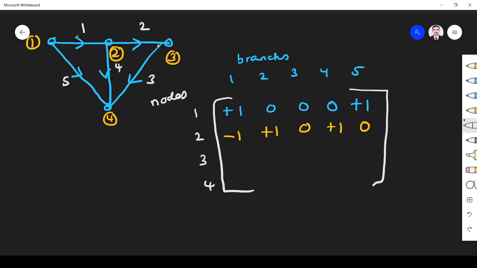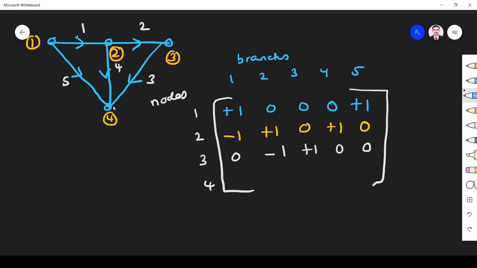Next, you go to node 3. Here branch 2 is coming in, so incoming is -1. Branch 3 is going out, so it will be +1. Branch 1 is not connected to node 3. Similarly, branch 4 and branch 5 are not connected to node 3, so it is 0.